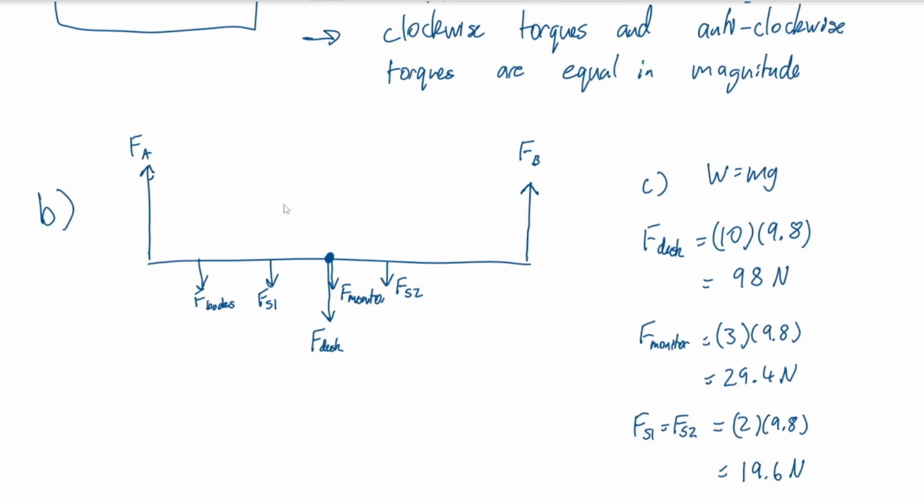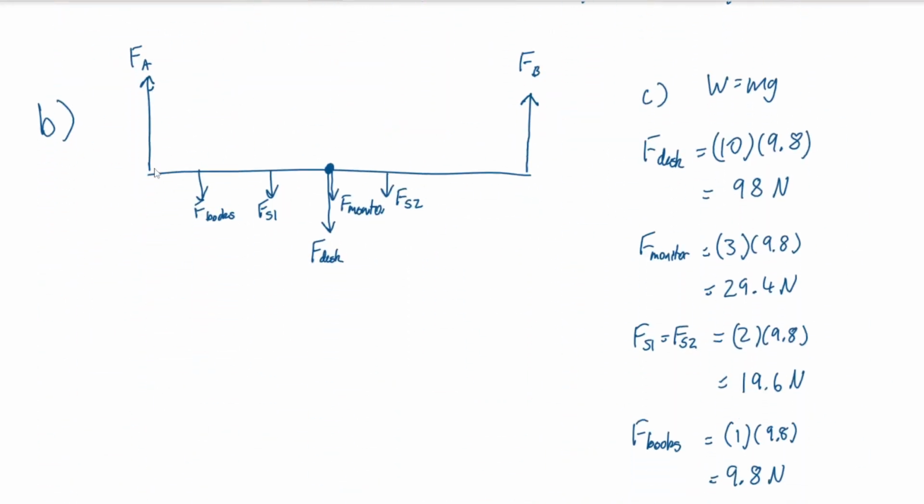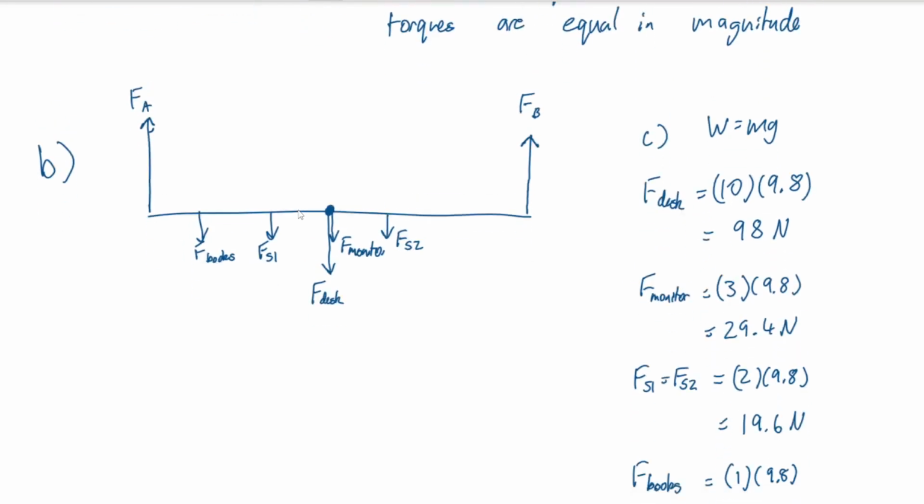Alright, and can we calculate their magnitudes? No. Those are the support forces, which is actually question E. So let's just recap question B and C. So free body diagram and calculating the magnitude of the weight force. So we have two support forces created by the two legs. We have the weight force of the desk and then the weight force of each of the objects on the desk, and their rough positions, according to the diagram that we were given. And while we're here, we could label the distances, but we'll save that for question E.